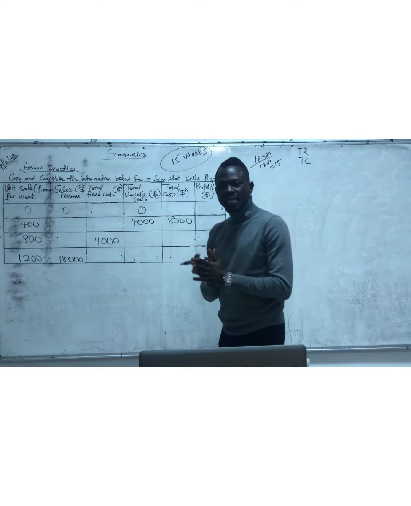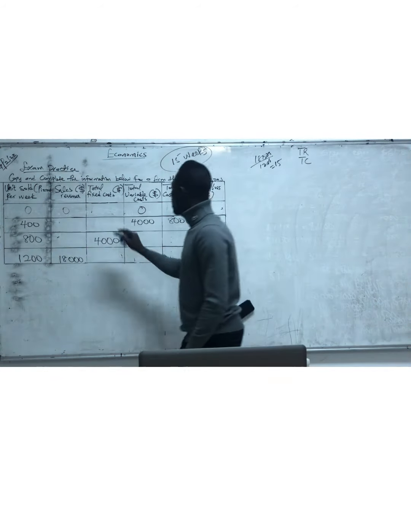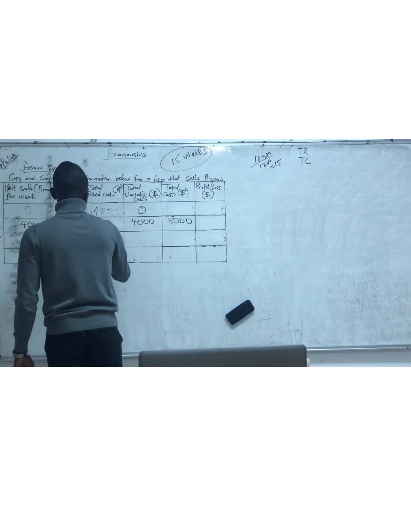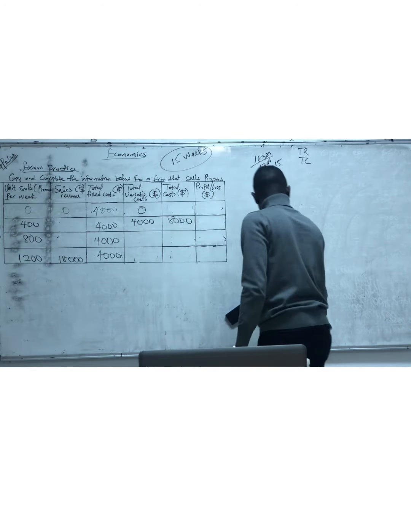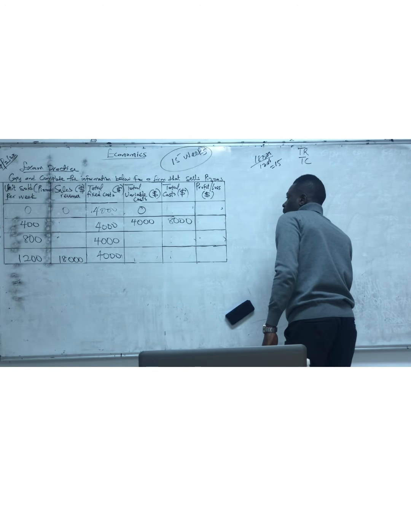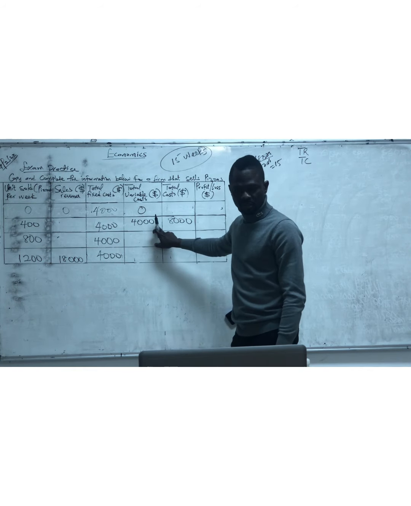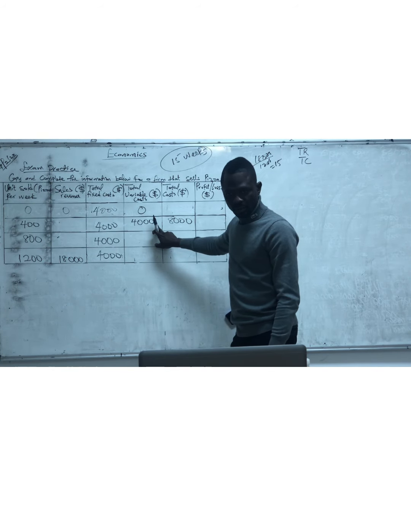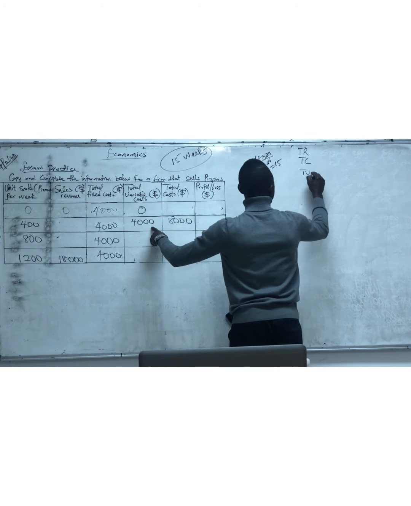For the fixed cost, it does not change. So that means it's going to be the same fixed cost. So we have 4,000, and 4,000. Is this one clear? Yes. Alright. So here we have our total variable cost. Are you with me? So if this is your total variable cost, we have our TVC.